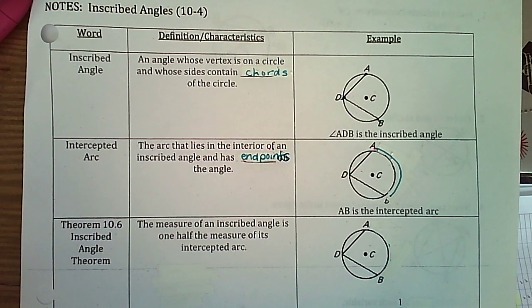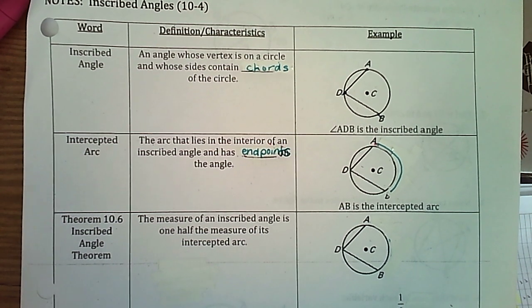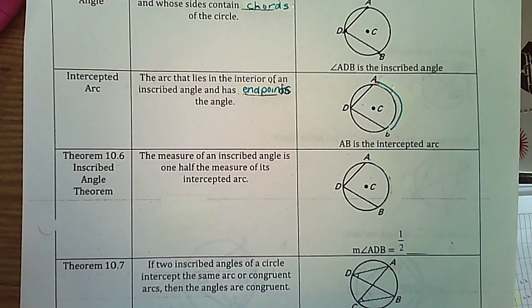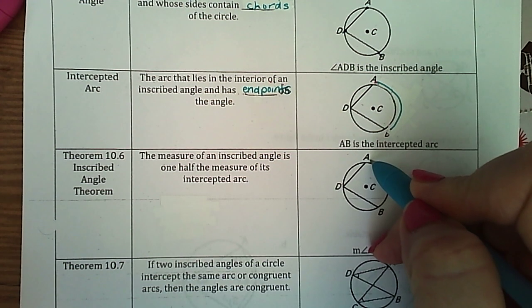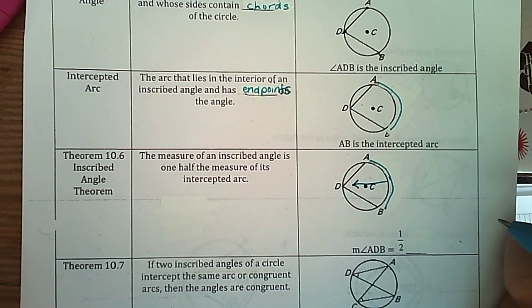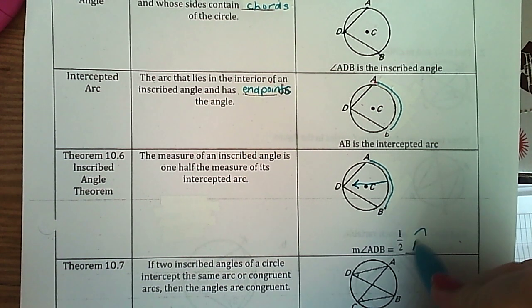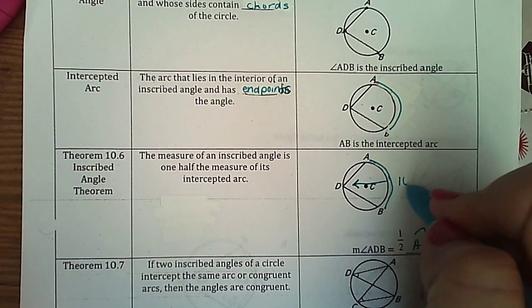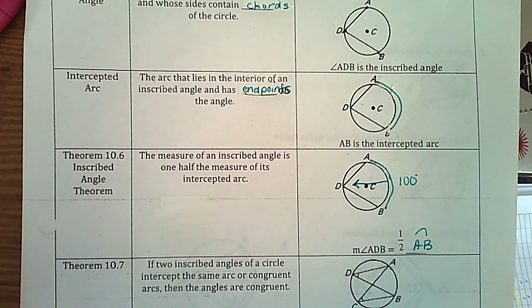So now let's talk about four theorems that are the result of these inscribed angles. The first one is the inscribed angle theorem. It says that the measure of this inscribed angle is 1/2 the measure of its intercepted arc. So I have my arc out here, and the angle coming in is 1/2 of that arc AB. If my arc is 100 degrees, then my angle ADB is only going to be 50.